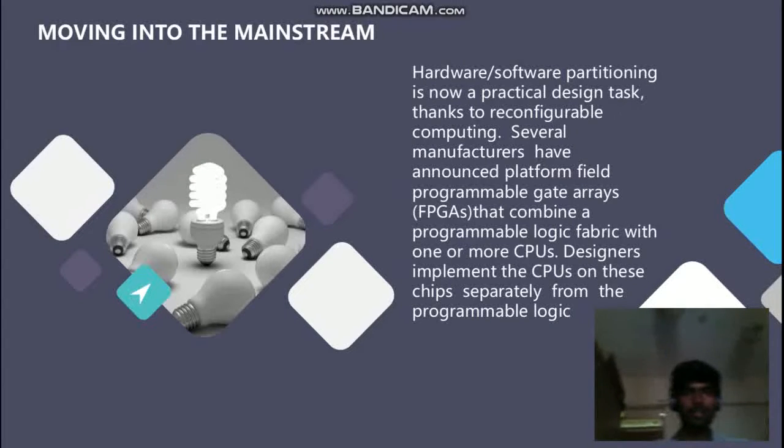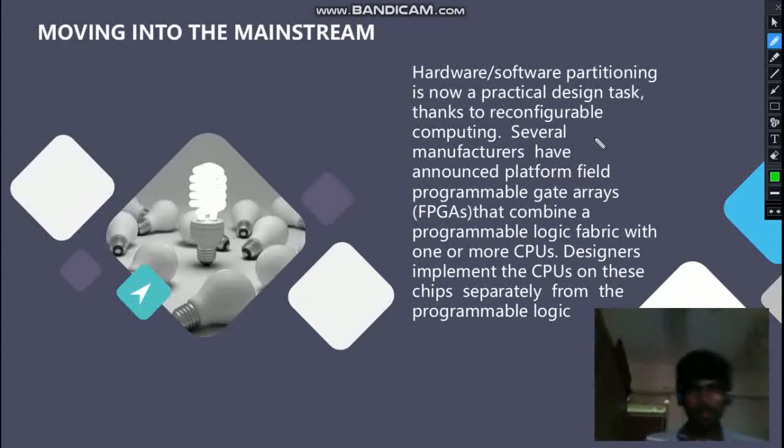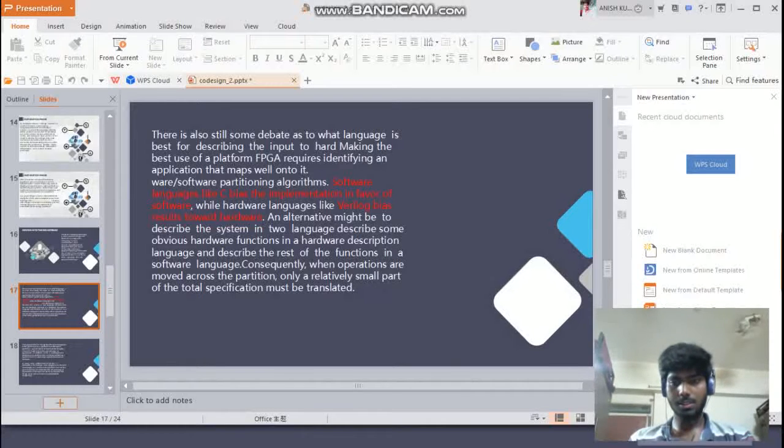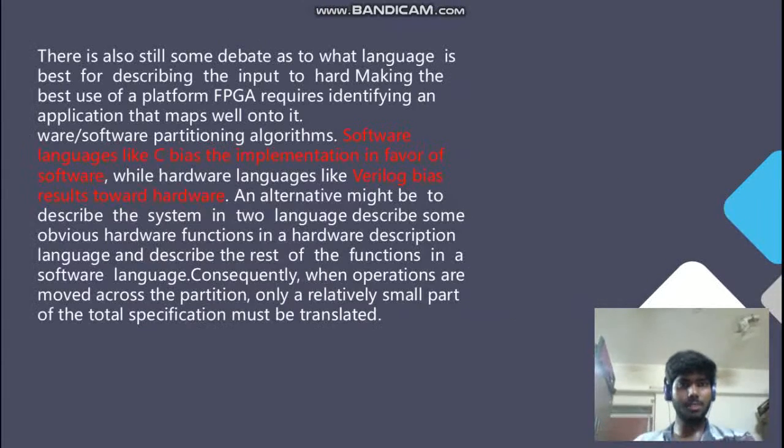Moving into the mainstream. Mainstream means after the maturation phase, hardware software partitioning in present days is now a practical design task, and for reconfigurable computing. Means like we can customize a computer and each component of the hardware software codesign. So here is an example of the mainstream codesign of a system: the field programmable gate array. So as we were discussing, moving into the next one.